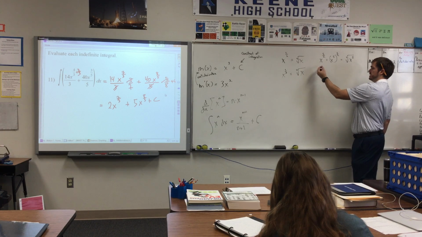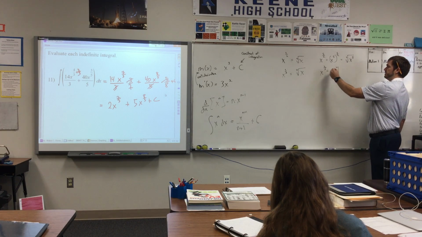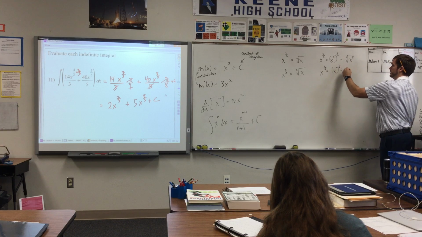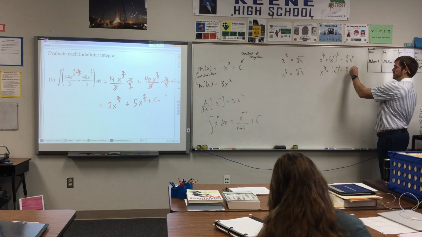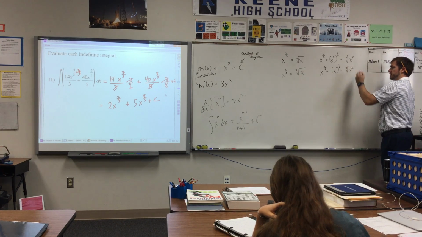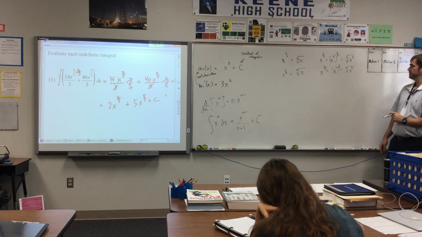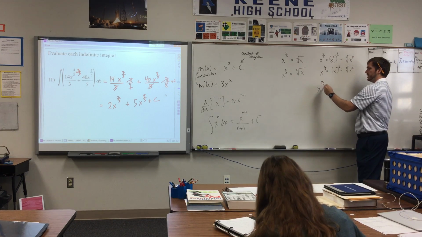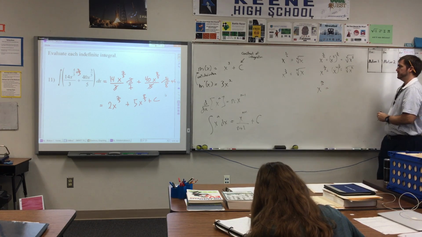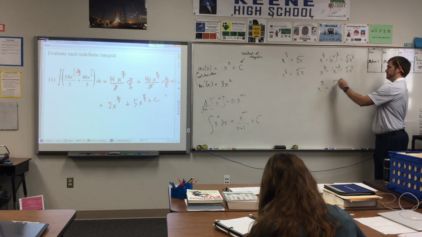If you had x to the 2/3, that would be the same thing as x squared to the 1/3. So that's the cube root of x squared. So far, so good? So x to the m over n means the nth root of x to the m.